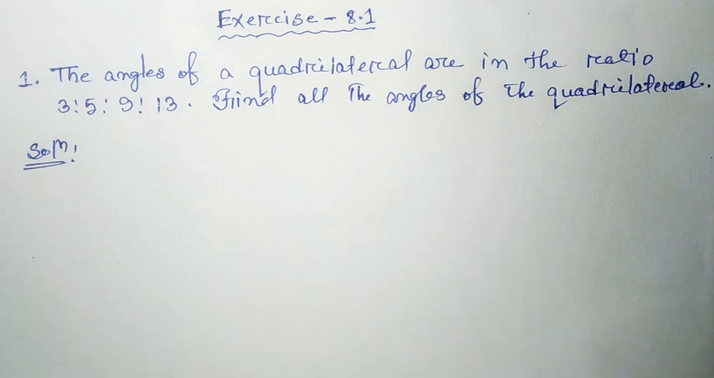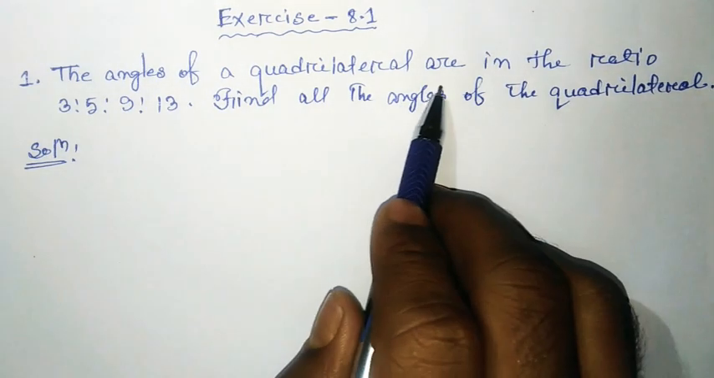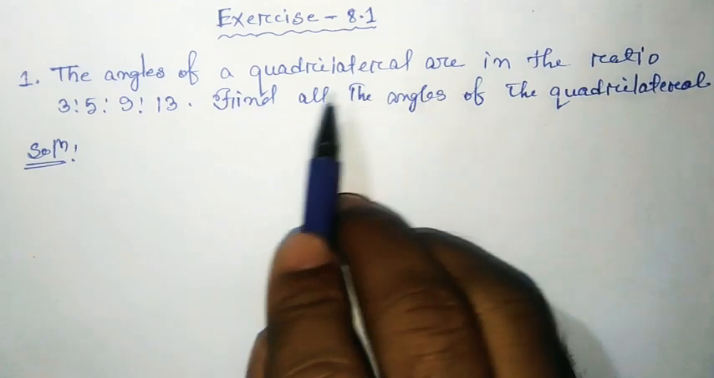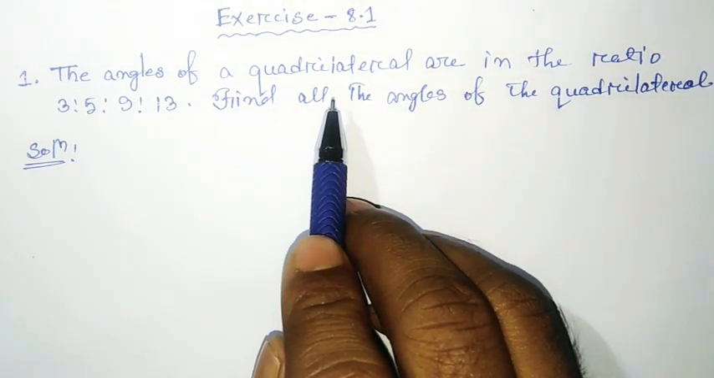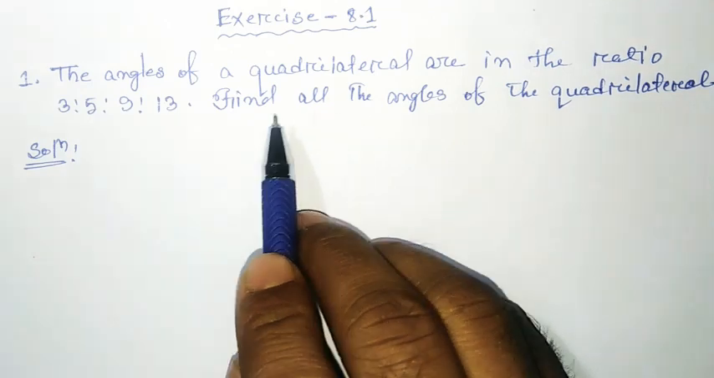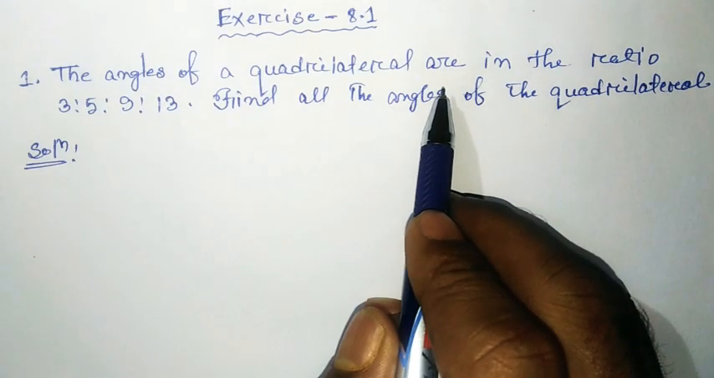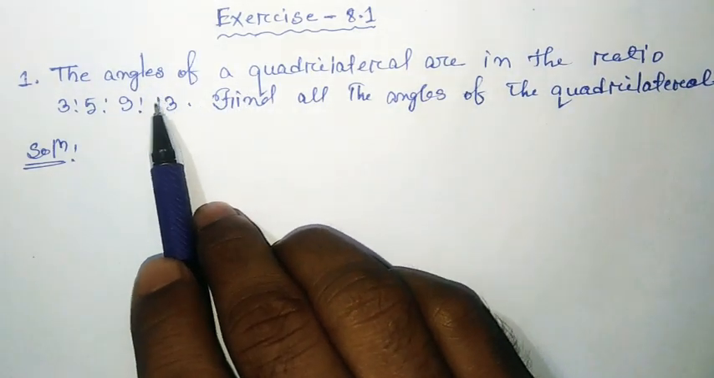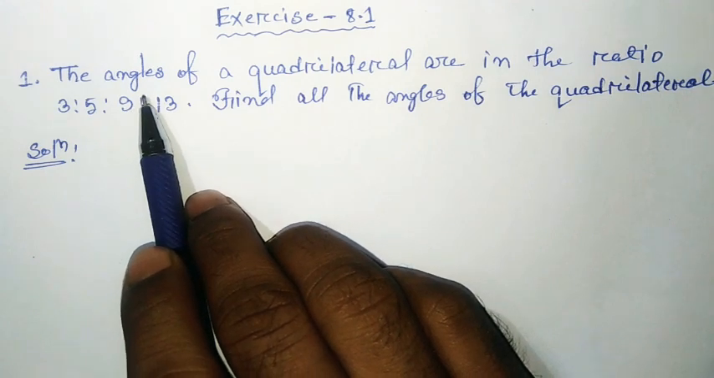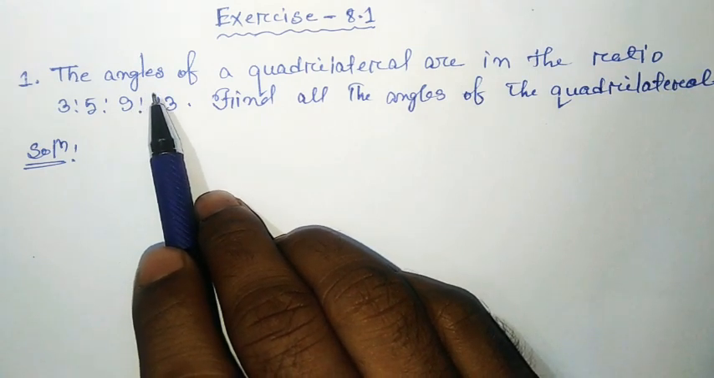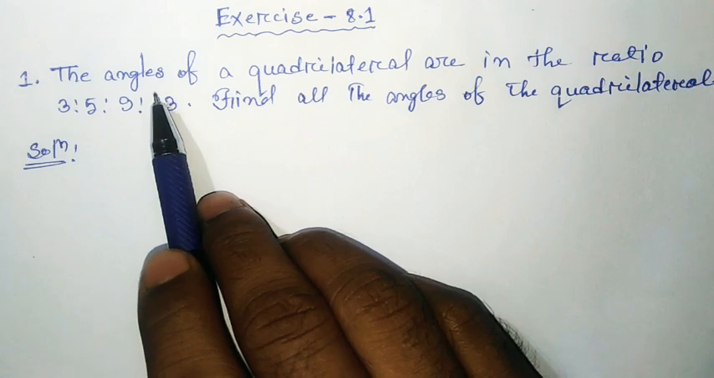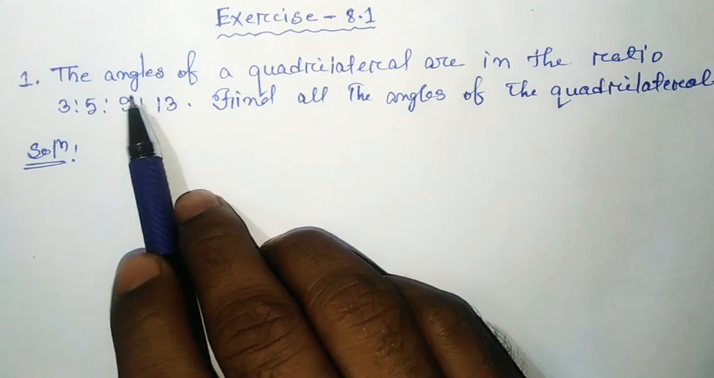Let's start it. First question is given: the angles of a quadrilateral are in the ratio 3:5:9:13. Find all the angles of the quadrilateral. In this case, when the ratio is given, we can do the sum in two ways. I am doing in one way.